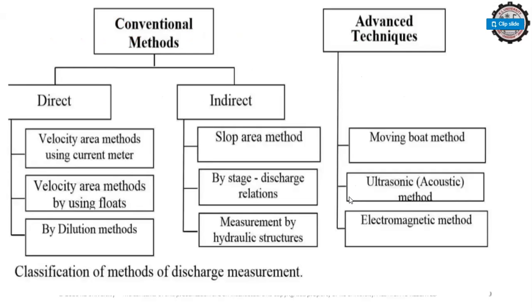Here are conventional methods and advanced techniques, direct and indirect. Conventional methods: direct velocity area methods using a current meter, velocity area methods by using floats, and dilution methods; indirect methods: slope area method, stage discharge relations, and measurement by hydraulic structures. Advanced techniques: moving boat method, ultrasonic acoustic method, and electromagnetic method. Classification of methods of discharge measurement.